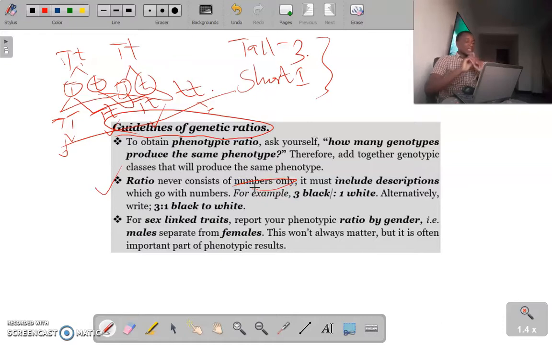And that is the mistake that most people make. They just present numbers only. The ratio may have been 3:1, and they just write that the ratio was 3:1. Now this is wrong.